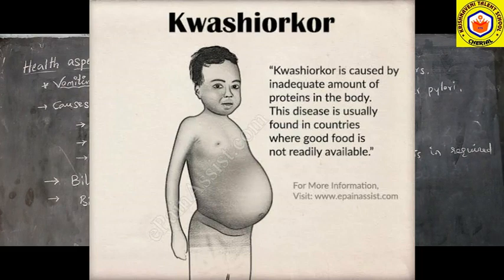So okay, what are the symptoms of this disease? Let's see. The body parts become swollen due to accumulation of water in the intercellular spaces. Okay, the proteins are used up there, and the muscle development is absent. Yes, that is why the water will be filled in the intercellular spaces.